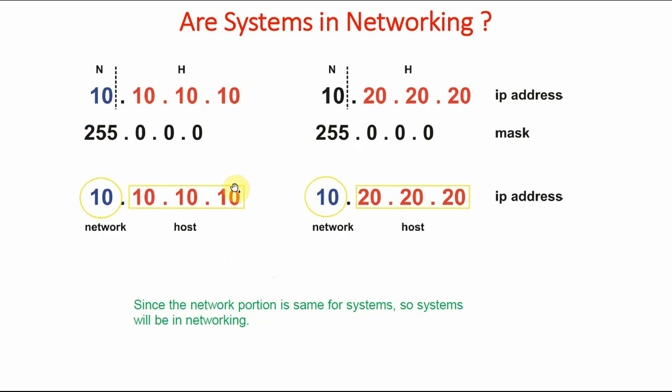Let us take another example. Now we have got one address 10.10.10.10 and the mask is 255.0.0.0, and the second IP is 10.20.20.20 and again the mask is 1 times 255. Now what is the network portion? This is your network portion, and this is your host portion. In this case also your network portion is 10. Now in both cases your network is the same, that means these systems are going to be in networking.